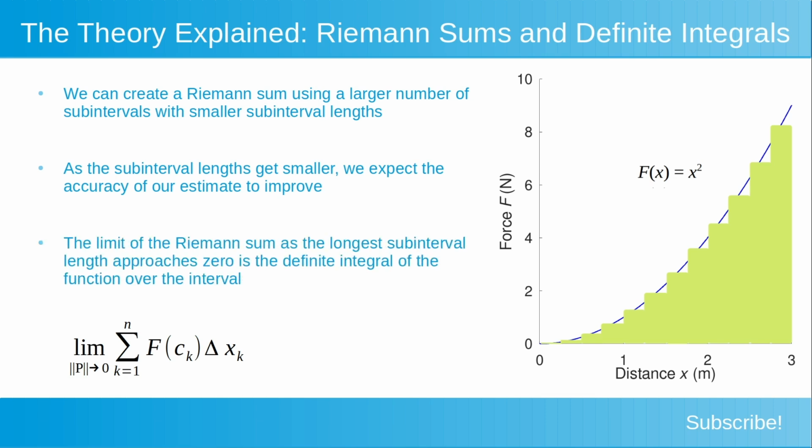The limit of the Riemann sum as the longest subinterval length approaches 0 is the definition of the definite integral of the function over the interval from x is equal to a to x is equal to b, where in our example a is equal to 0 and b is equal to 3. This definite integral is also equal to the area underneath the curve on that interval from x is equal to 0 to x is equal to 3.